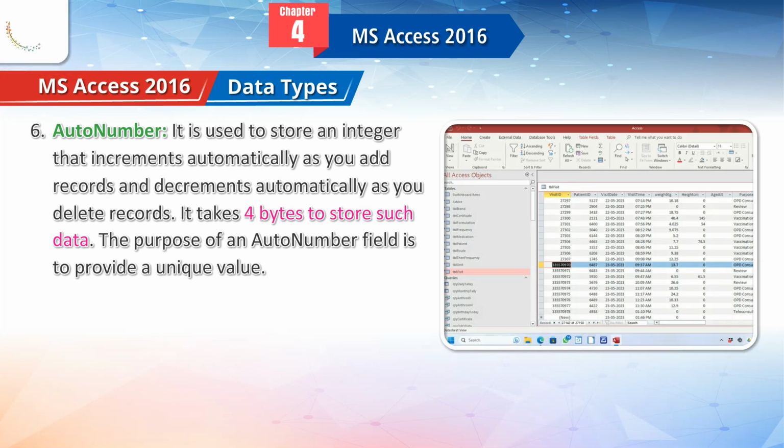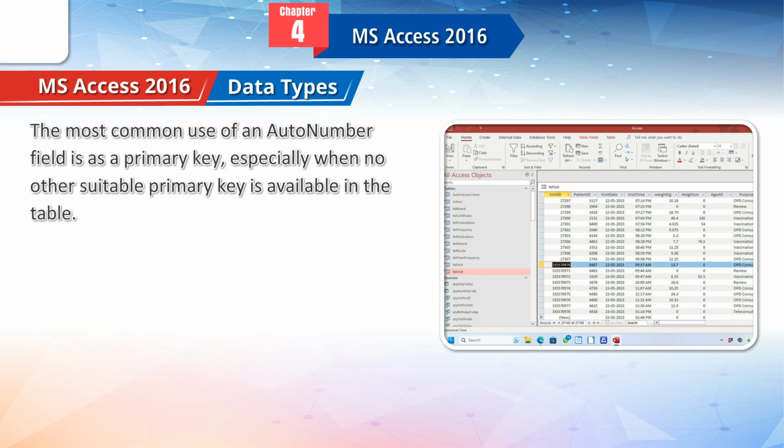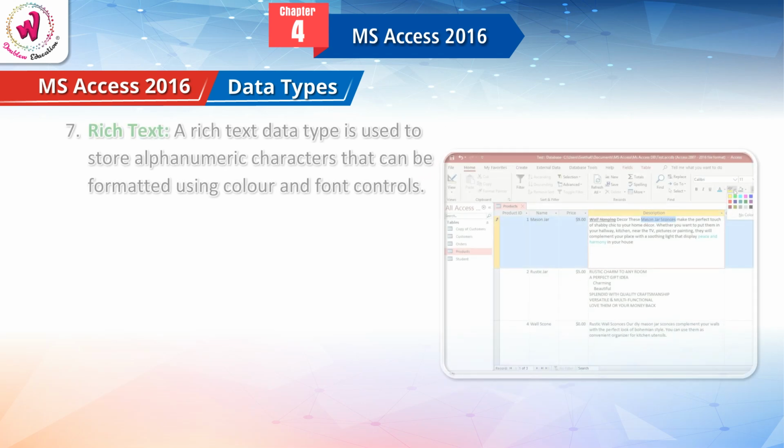6. Auto number. It is used to store an integer that increments automatically as you add records and decrements automatically as you delete records. It takes 4 bytes to store such data. The purpose of an auto number field is to provide a unique value. The most common use of an auto number field is as a primary key, especially when no other suitable primary key is available in the table.